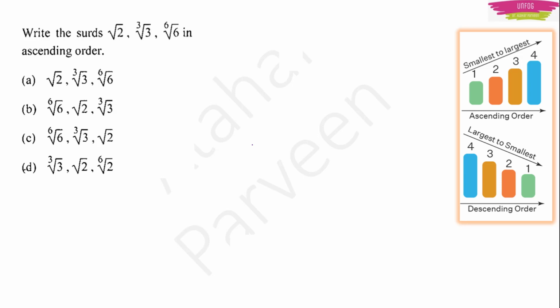For example, if you want to arrange 1, 2, 3, 4, then if you write it in order 1, 2, 3, 4, it means that you have written from smallest number 1 to largest number 4. That is in ascending order. If you are told to write in descending order, then you will write the largest number first and smallest number last. Means 4 to 1. Ascending order means smaller to bigger. Descending order means bigger to smaller.